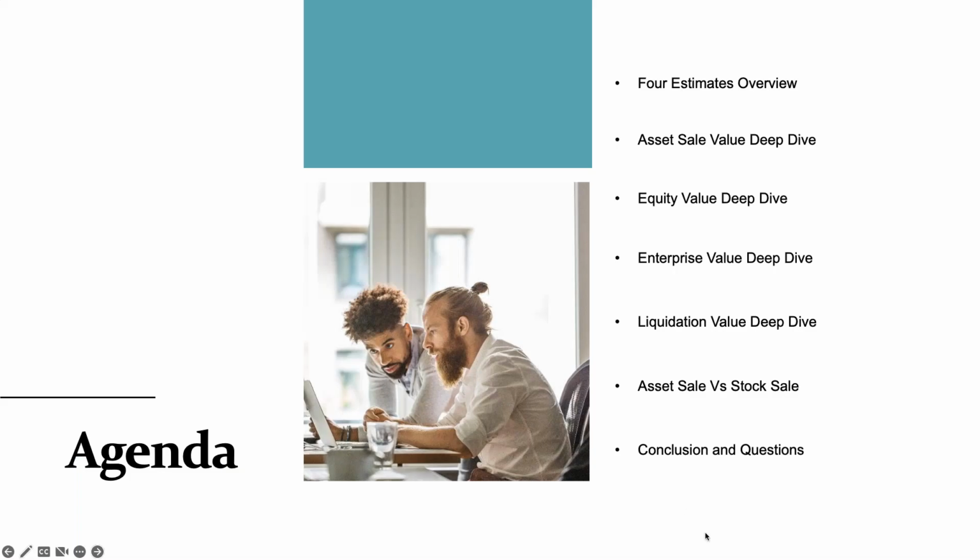On our agenda today, we're going to first cover the four valuation estimates that you see in the report, and then we're going to specifically dive into each of those. We'll go over the asset sale, equity, enterprise, and liquidation values. After that, we'll be covering the difference between an asset sale and a stock sale. And lastly, we'll go over some of those questions that you've sent in, as well as a brief conclusion. So without further ado, I'll hand it over to Ryan.